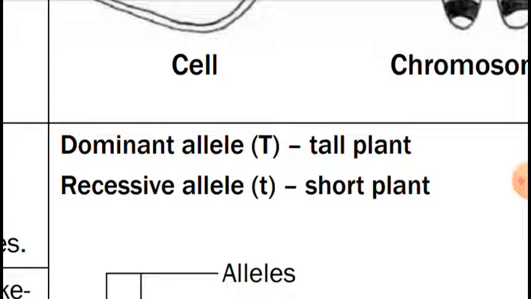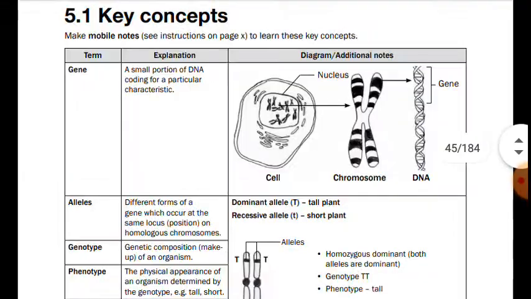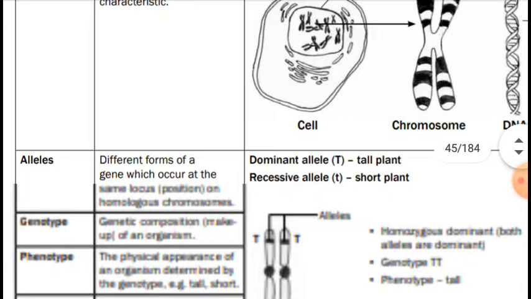Once your letter is in capital letters, that means that allele is dominant over the recessive allele. When you say it is recessive, it means it is weak. When you say it is dominant, it is strong. That's how you should keep it.